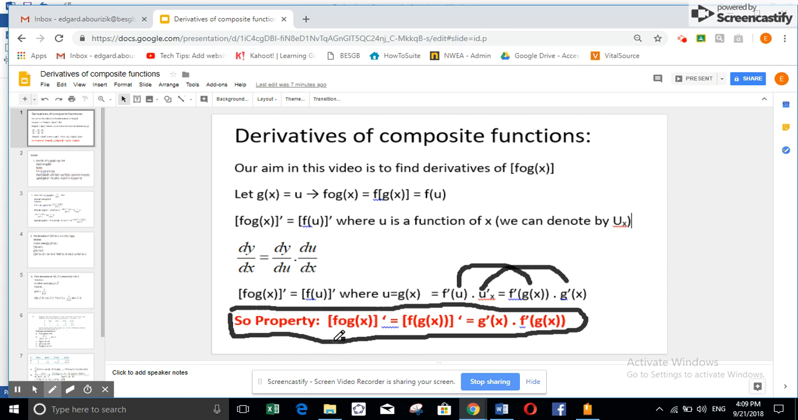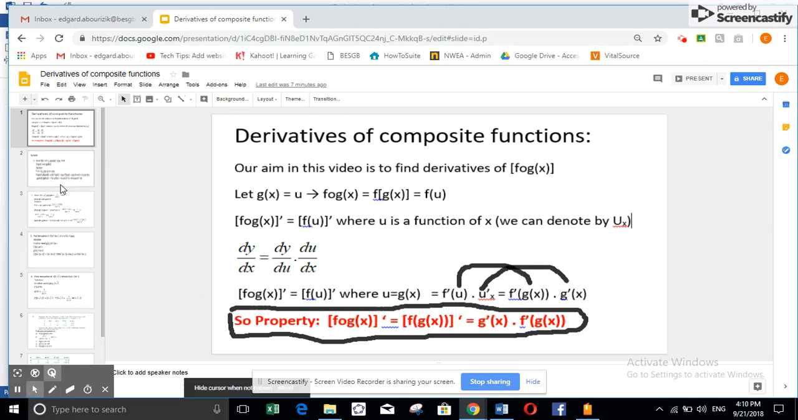So the property says, if you want to find the derivative of f of g of x, which is f of g of x all prime, you do the derivative of the function inside, g of x, and you write it outside, times f prime of g of x. Here, g of x, you don't change it. You don't put a prime. So I'm going to repeat. If you have f of g of x, you want to do the derivative. We do the derivative of inner function g of x, and we write it outside as g prime of x. Then we do f prime of g of x.